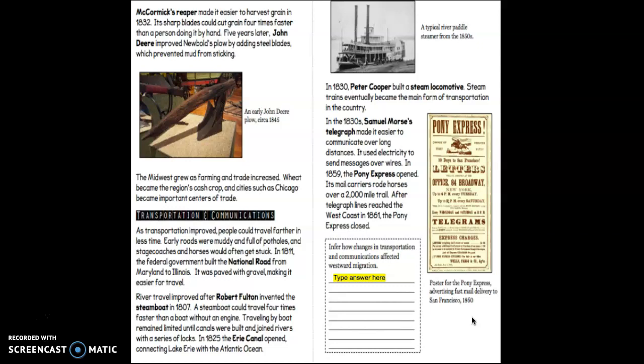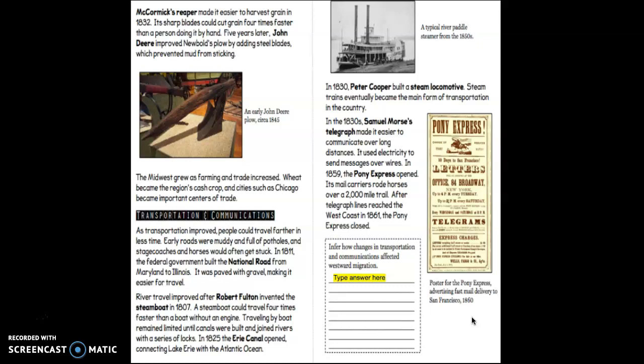The Midwest grew as farming and trade increased. Wheat became the region's cash crop, and cities such as Chicago became important centers of trade. In the Manifest Destiny painting that you analyzed last week, you see farmers that are using a steel plow, the John Deere steel plow that was easier to cut through that concrete-like soil of the Great Plains. So an incredibly important invention during that time period.